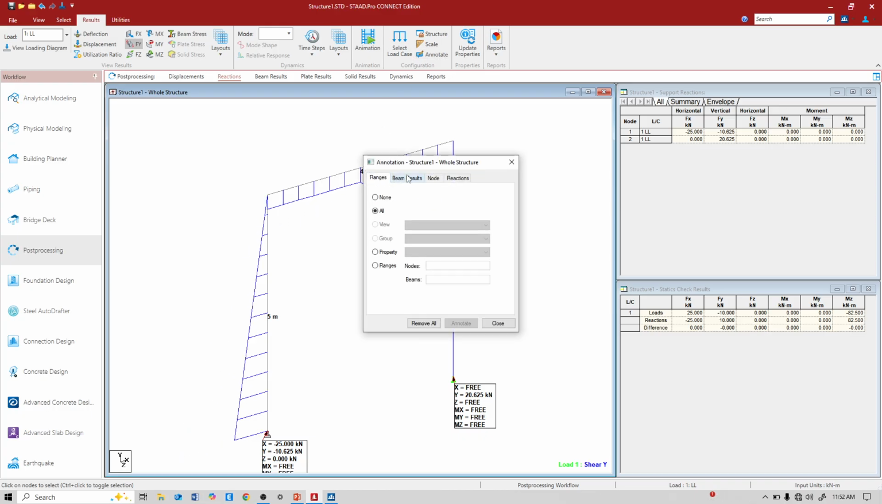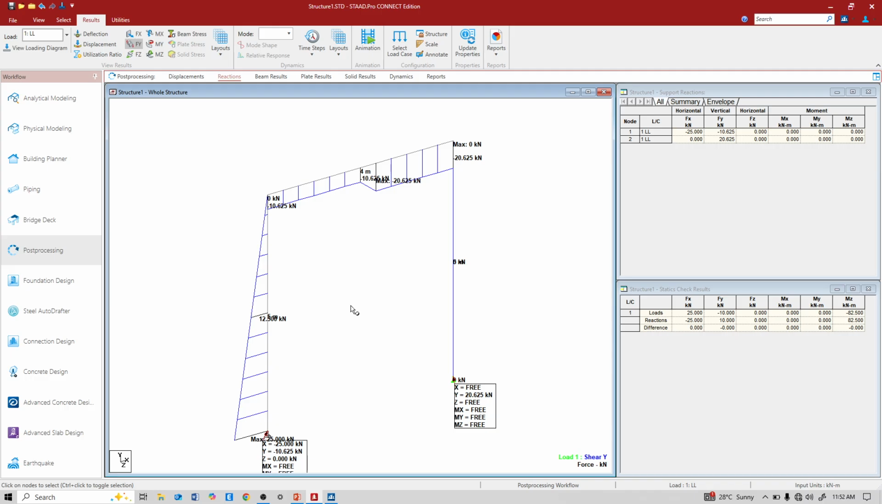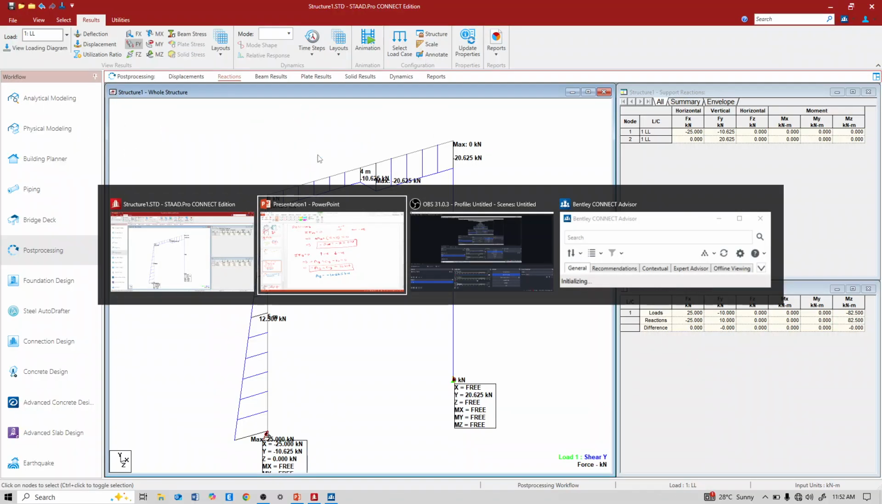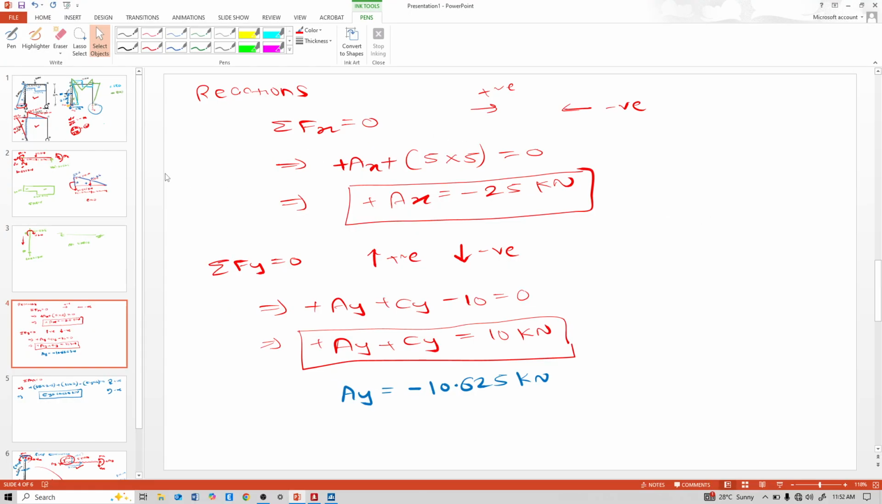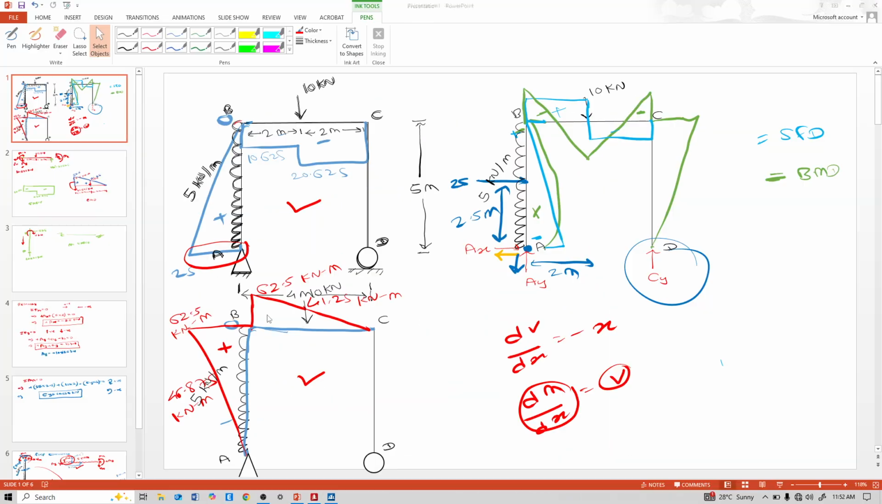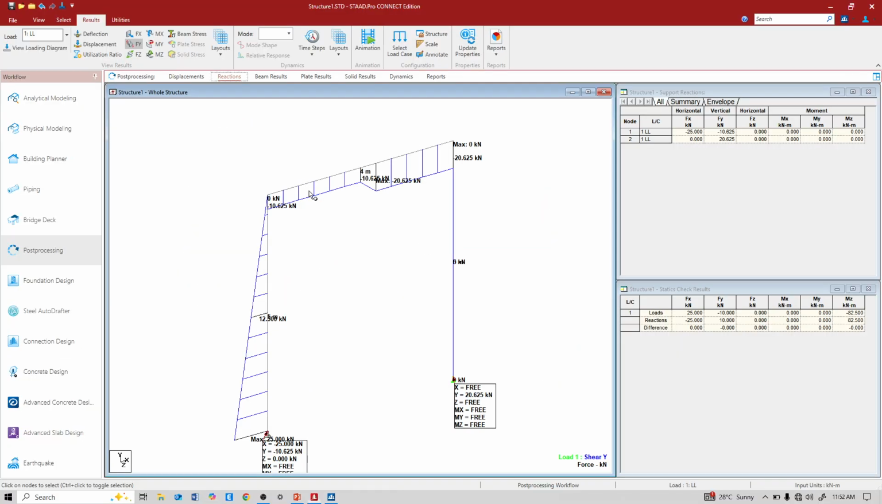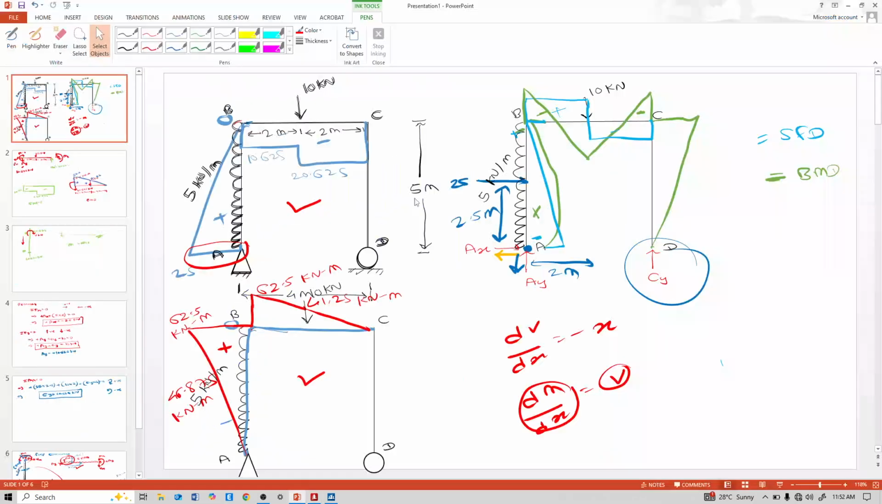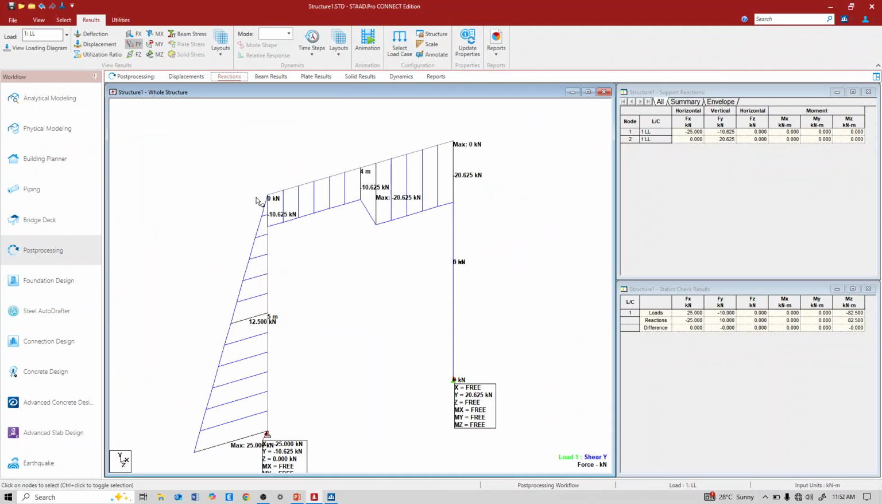Now annotate beam results, shear, maximum, midpoint, end. Now see, this exactly matches our manually calculated. See, this is 25, this is 12.5, this is 25, and here at point 0, this is 10.625. See, this is 10.625, 20.625 minus. So shear is exactly matched. So our manually calculated and STAAD Pro calculated both match each other and both are correct.